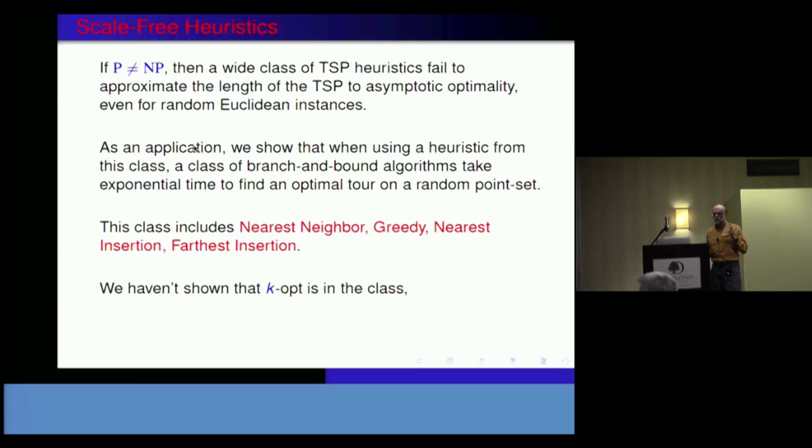So first of all, k-opt, we think it's in the class, but we can't prove it. And Dick's algorithm is not in the class because that uses exponential time on the little squares. So Dick is not scale free. I'm not sure if that's good or bad, but yet. I don't know about yet.